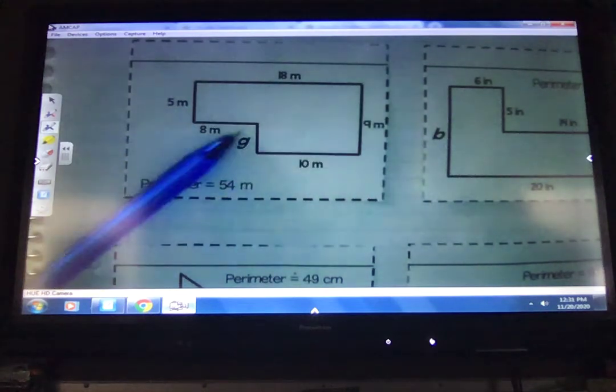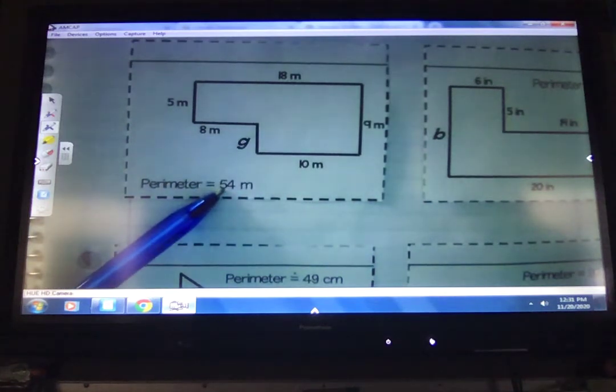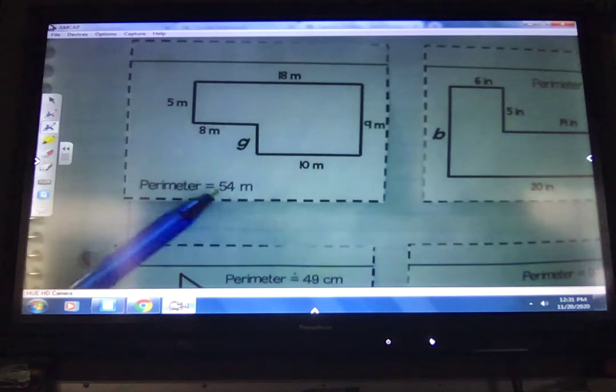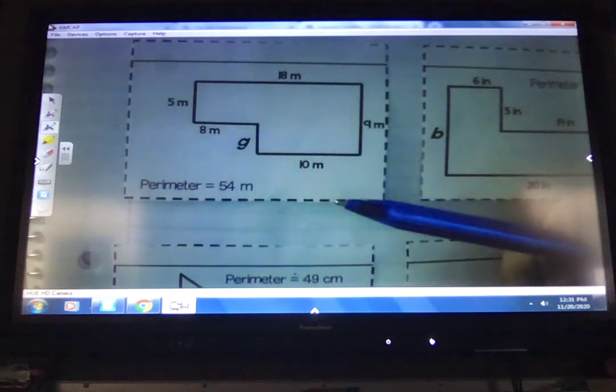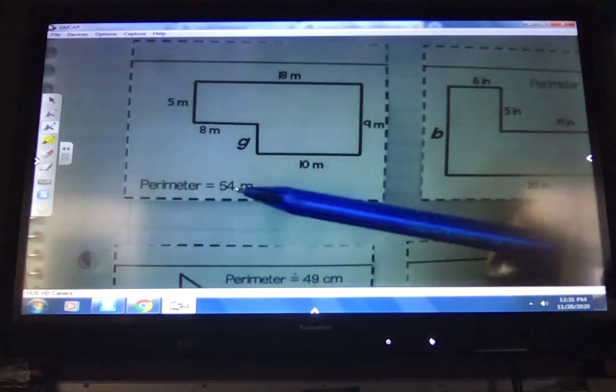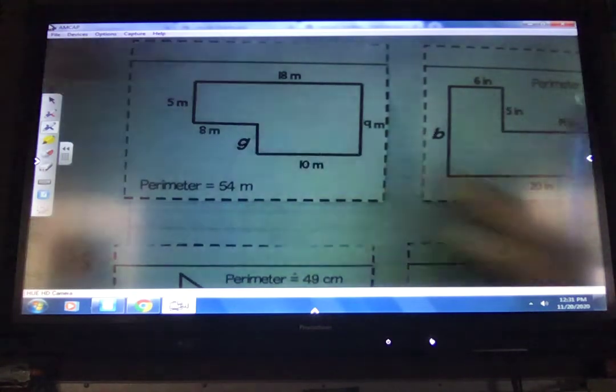All my other sides have a number. They also tell me what my perimeter equals. So to solve this, I need to get rid of all the sides that are here. So I'm going to add all of these numbers together that I have, and then I'm going to take that away from the 54, and whatever is left will give me this missing side.